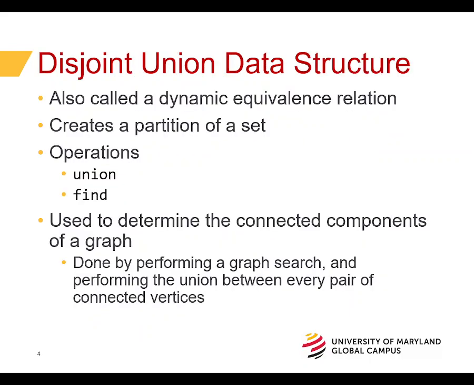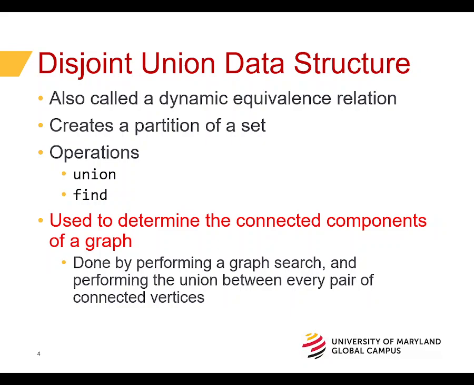Next, we consider the disjoint union data structure. It is also sometimes called a dynamic equivalence relation. The reason is that its components can be thought of as equivalence classes that partition the whole set. It has two fundamental operations: the union operation that takes two equivalence classes and forms their union and turns them into one class, and the find operation that, given an element, returns the equivalence class it belongs to.